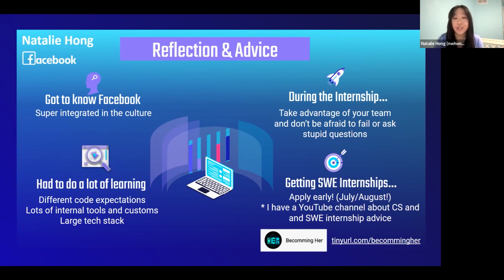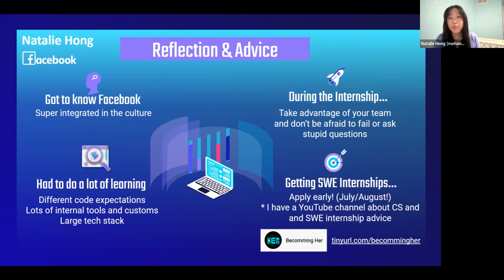I think that during the internship, you should definitely not be afraid to ask questions that you think might be stupid or might make you look like you don't really know a lot, because it's really all about learning and they don't expect you to have all of that knowledge, and people will be very happy to help you.